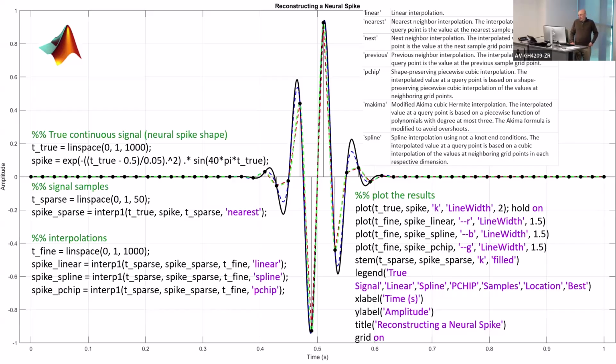Makima. It looks like a Japanese name to me, so maybe I'm not pronouncing it right. It's Akima cubic. It's modified Akima cubic Hermite interpolation. Okay, so Makima is just the name of the parameter in MATLAB. It's actually Akima, the name of, I guess, the inventor of that type of interpolation. Sounds Japanese to me, but I might be wrong about that.